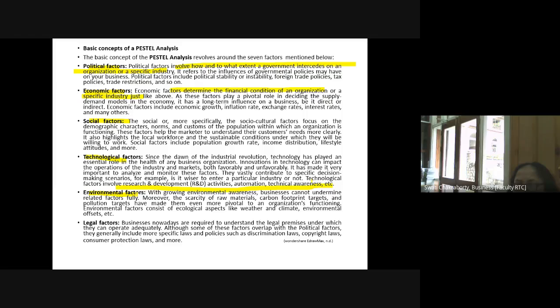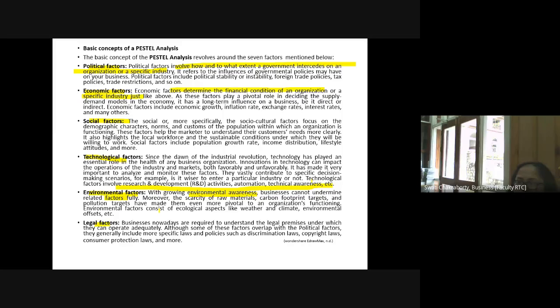Environmental factors. Now, with the increase in environmental awareness, businesses cannot neglect these factors, right? Also, where you have scarcity of raw materials, carbon footprint targets, and pollution targets, that has made organizations more conscious of being environmentally conscious when they're operating in an economy, right?